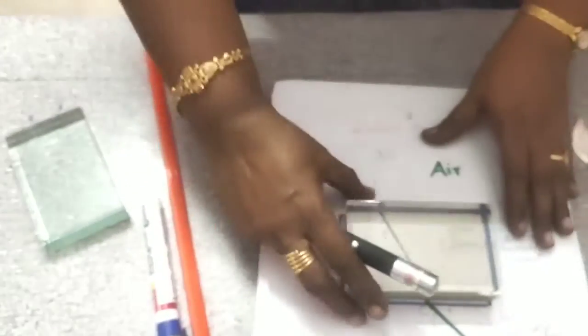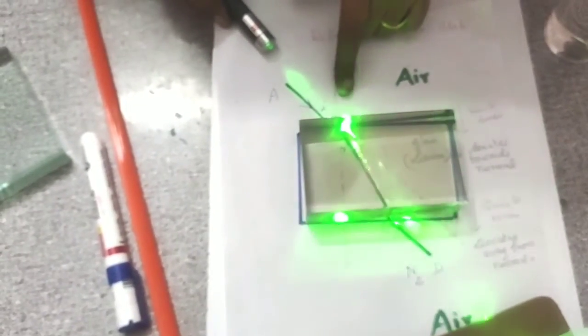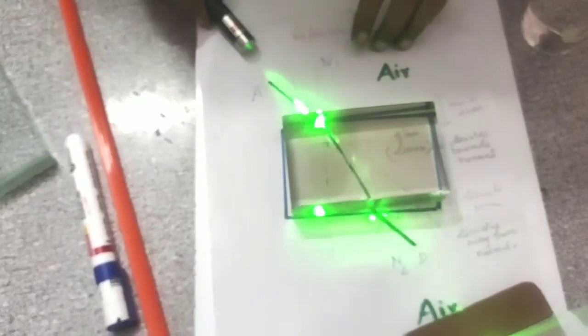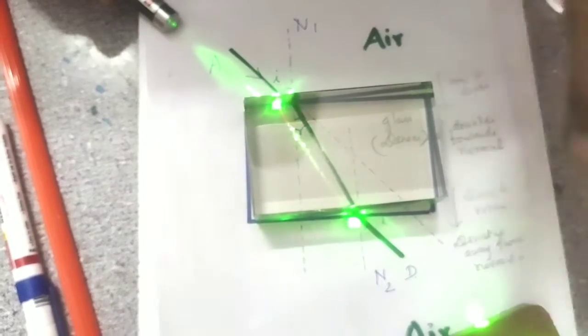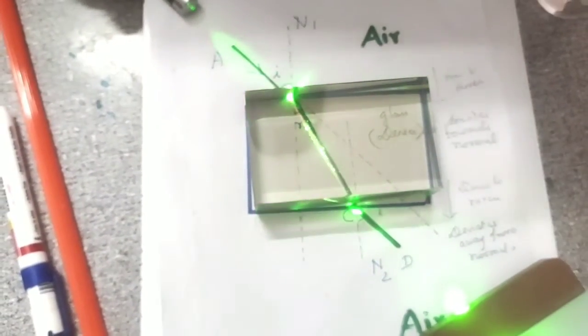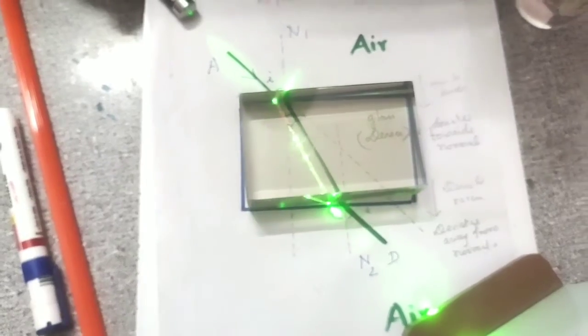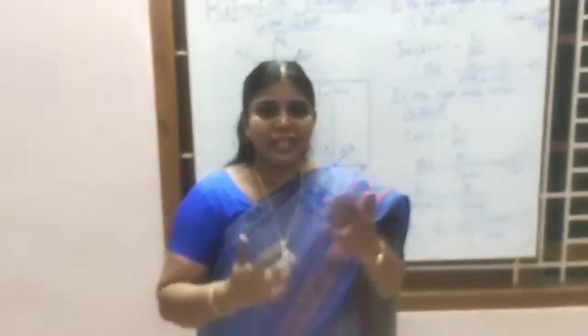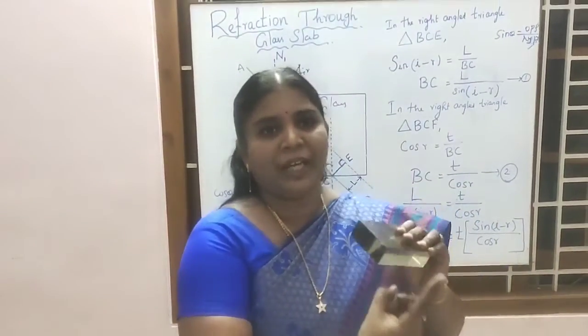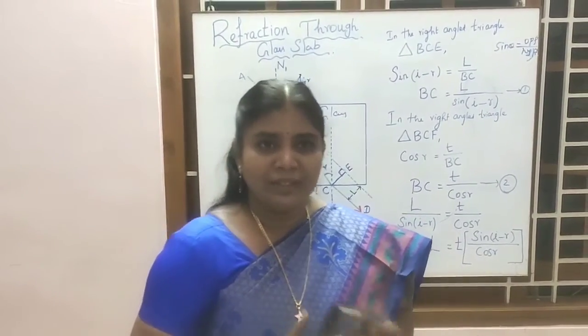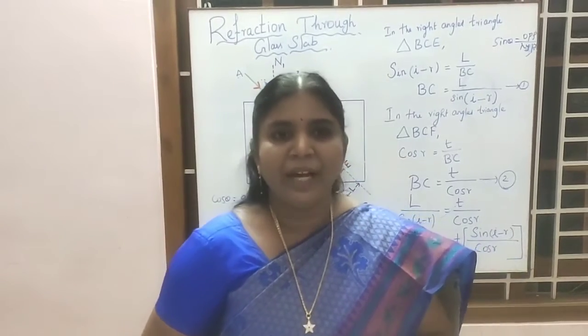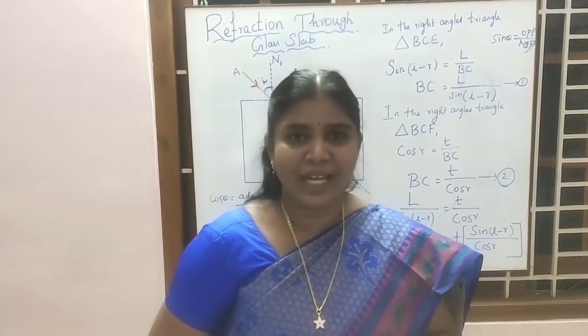You can even study this using the slab. Here the angle of incidence is I. If it is less, the lateral displacement will be less. If the angle of incidence is greater, then the lateral displacement is also greater. So now I think you understand why, while viewing through a glass slab, our finger gets laterally displaced, and this is because of refraction. Now we understand the concept of refraction through a glass slab, isn't it?